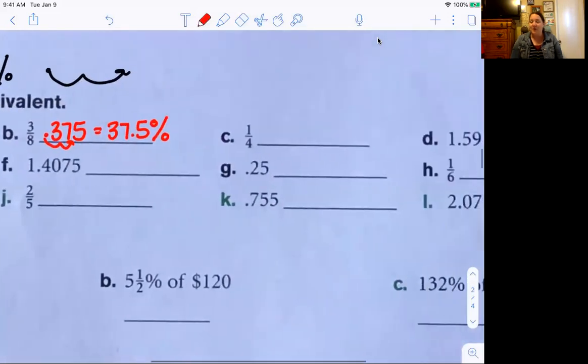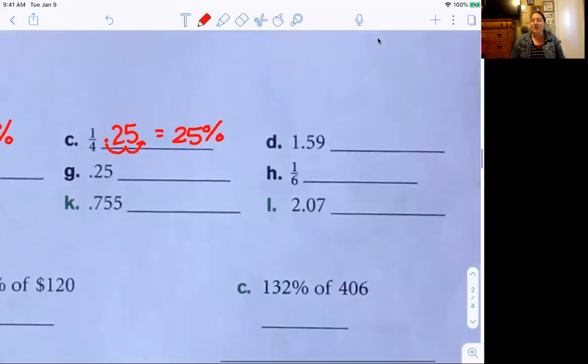Letter C, 1/4. What's our decimal for 1/4? 0.25. Now that we have a decimal, we can move our decimal point 1, 2 to the right, and we get 25%. Now, some of you guys might be at a place where you see a fourth and you're like, 25%, it's a quarter. I know it already, right? Good job. Okay, you don't have to write the decimal. You're totally okay just to say 25%.